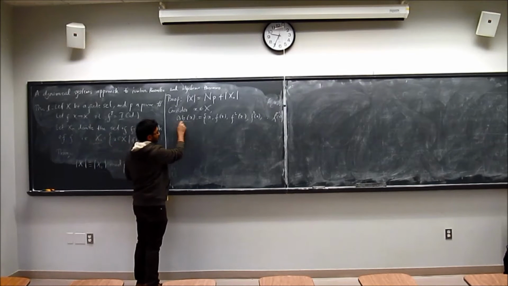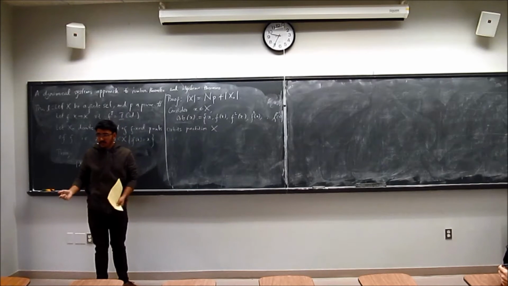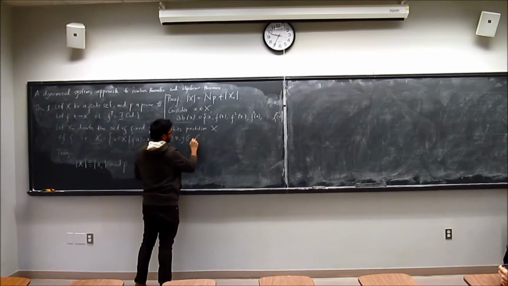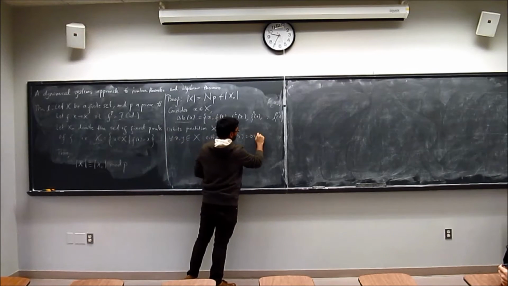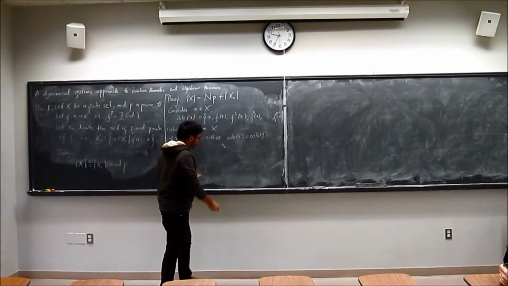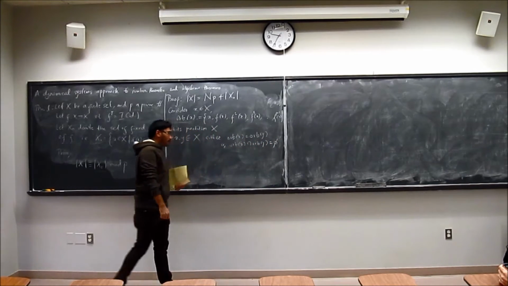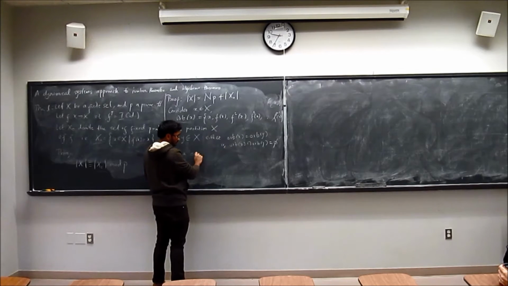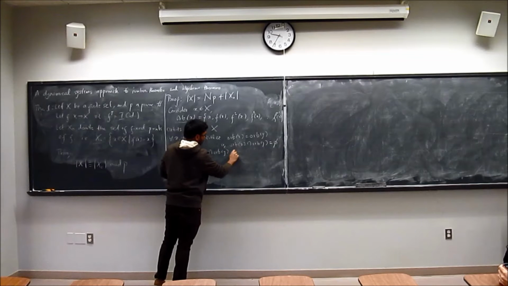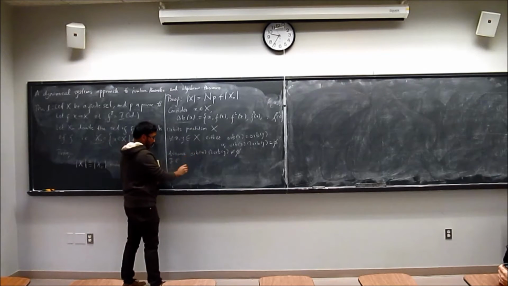The first thing to know about orbits is that orbits partition X. So what that basically means is that for all x and y in X, either their orbits are equal, or their orbits are disjoint. Now, the way to see that is just assume that the orbits are not disjoint. So you have an element z, say, in this intersection.